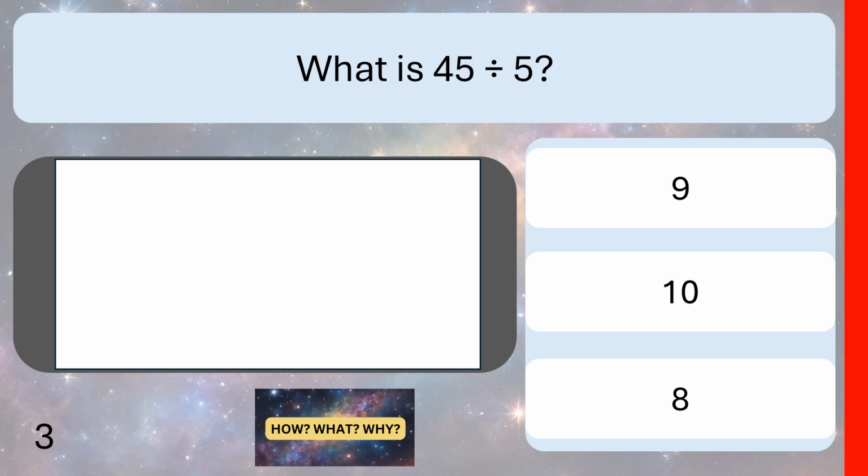Question 3, what is 45 divided by 5? Is the answer 9, 10, or 8?